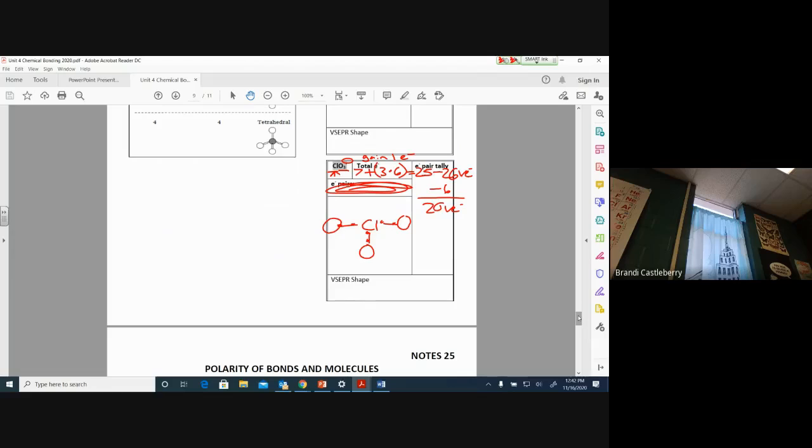Next rule says to put electrons on the outside atoms until they have 8. So that's 1, 2, 3, 4, 5, 6, 7, 8, 9, 10, 11, 12, 13, 14, 15, 16, 17, 18. I've used 18 of my 20. I have 2 valence electrons left. Next rule says if you have any left, put them on the central atom. So I'm going to put those 2 on the central atom. Last rule says make sure that your central atom is happy. If not, you'll have to make double, triple bonds. So let's check. Chlorine has 1, 2, 3, 4, 5, 6, 7, 8. So chlorine has 8. So that is the done shape.